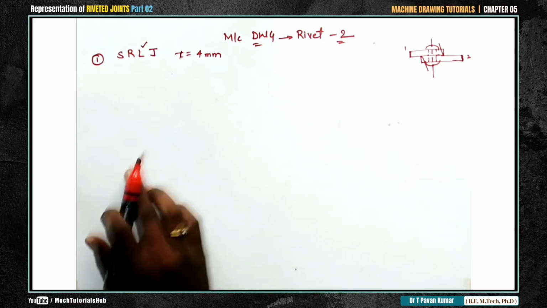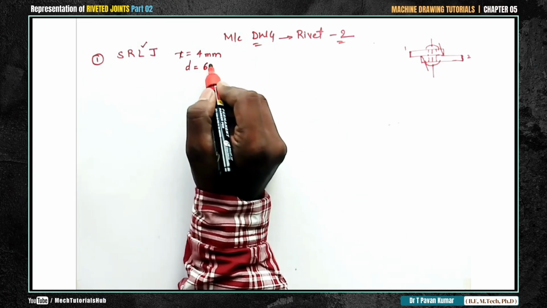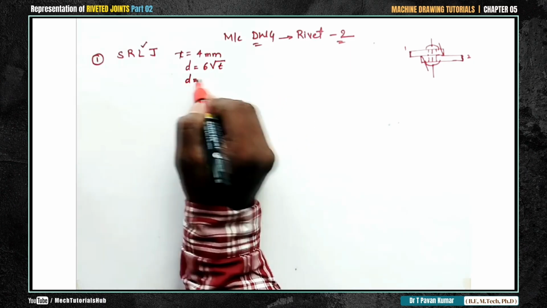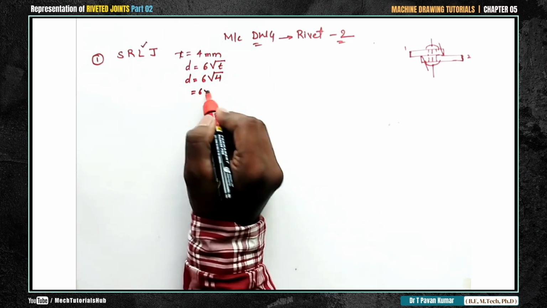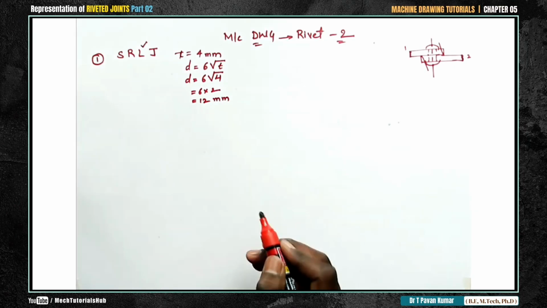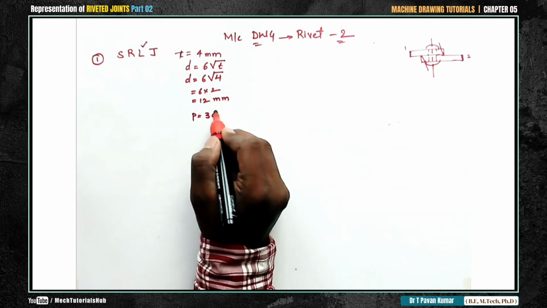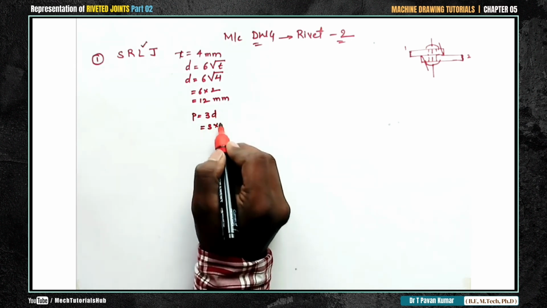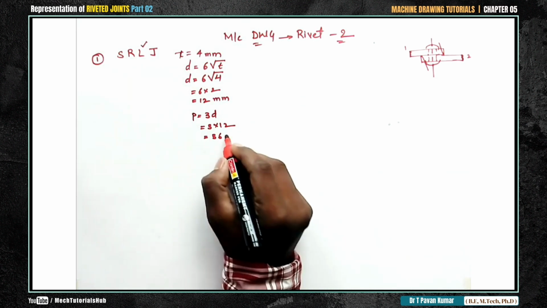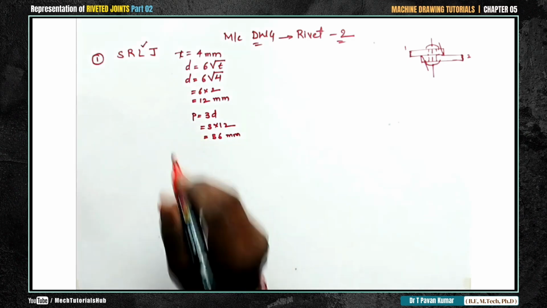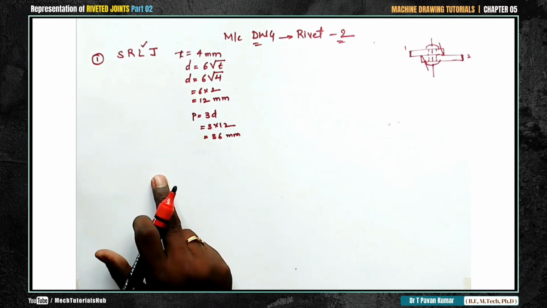If this is your question, what you need to calculate: D is equal to 6 root T. D is equal to 6 root 4, that is equal to 6 into 2, that is equal to 12 mm. So D is 12 mm. If D is 12 mm, what is P? P is equal to 3D, that is 3 into 12, that is equal to 36. This is 36 mm. P is nothing but the pitch, the value which you need to use in between two rivets.